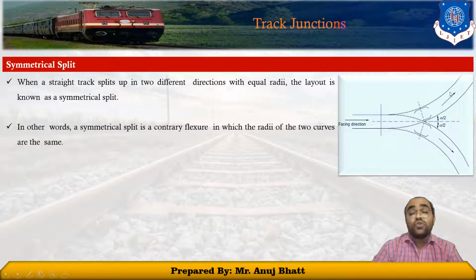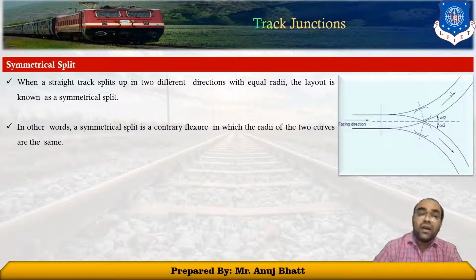If these two lines are diverted with equal radius, that type of track junction is called the symmetrical split. In other words, this kind of symmetrical split is a contrary flexure because they are also going in opposite directions, in which the radii of the two curves are the same.